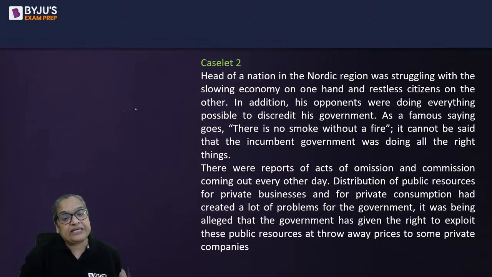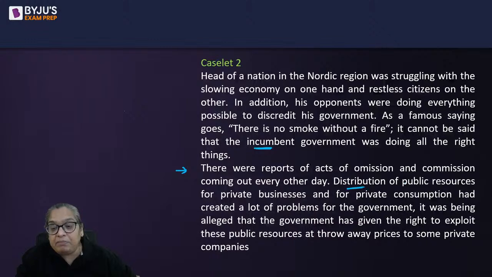So it cannot be said that the incumbent government, a government in power, one who has the seat, is called an incumbent government. The incumbent government was doing all the right things. So it is not like the criticism was baseless. There were also a lot of problems and flaws in the way the government was running things. What are those flaws? There were reports of acts of omission and commission coming out every other day of lots of problems here and there.